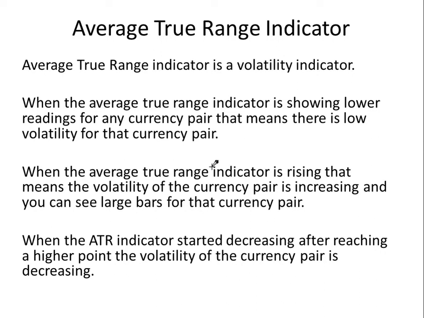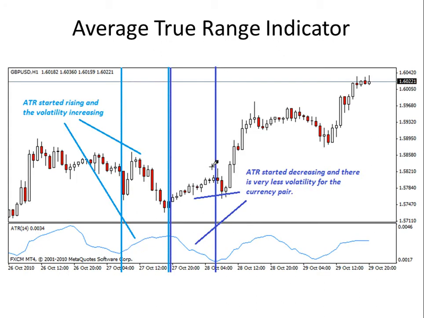When the average true range indicator is rising, that means the volatility of the current currency pair is increasing and you can see large bars for that currency pair. When the ATR indicator starts decreasing after reaching a higher point, the volatility of the currency pair is decreasing. You can see in this picture, this is the average true range indicator. This indicator shows the volatility of the currency pair.